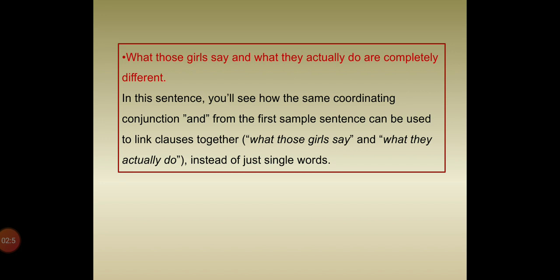Here comes the third example. What those girls say and what they actually do are completely different. So here we can see that the conjunction used again is and. First we have seen that and is the conjunction that joined two words together, and now in this sentence the conjunction and is joining two clauses together. What those girls say, what they actually do, these are the two clauses, and and is the conjunction that is joining them together instead of just single words.